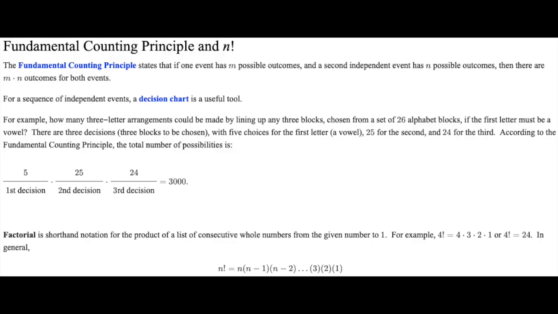So that is the fundamental counting principle and how factorials work. Basically, it just says that if we have 2 independent events, then we can multiply the number of outcomes for each to get the number of outcomes for both.